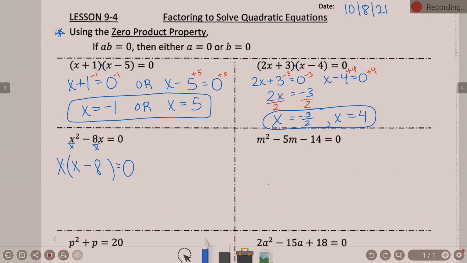So if we're saying each part, like up here, it was x plus 1, I said equal to 0, and x minus 5. Here it's x times x minus 8. So x minus 8 is 0. The other x just means 0. Yeah. Because what we're going to do is we're going to set x as one of our factors right here.